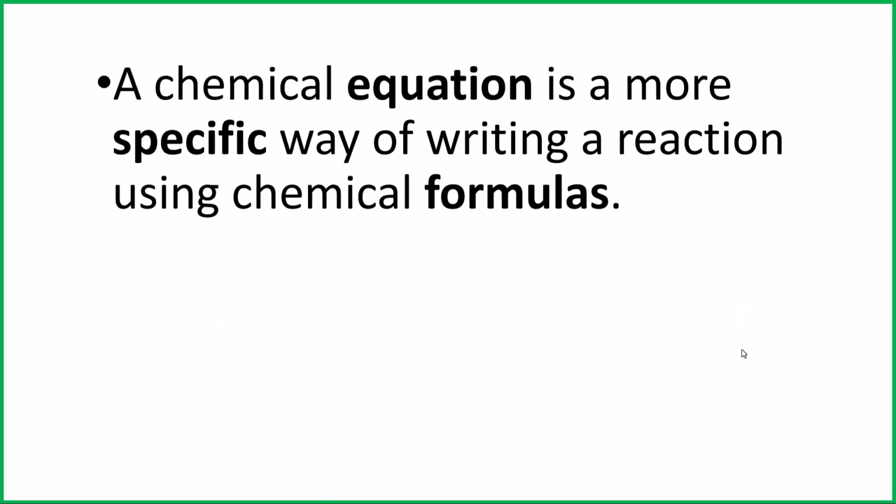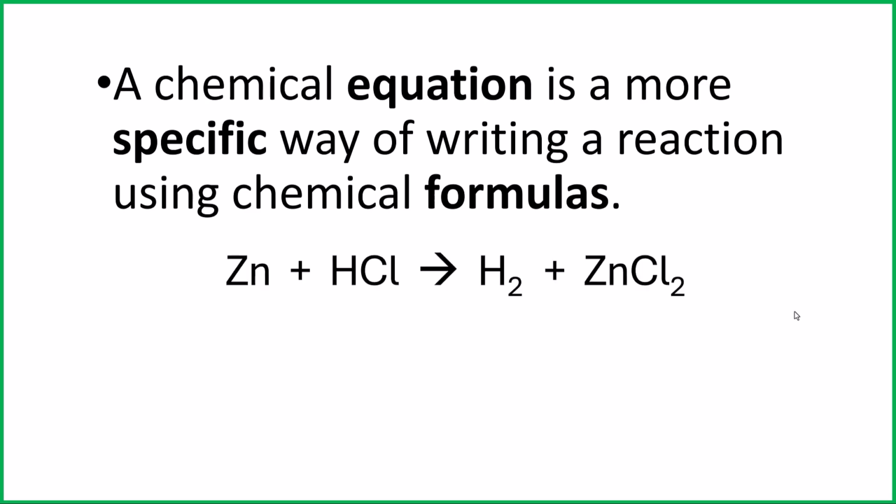A chemical equation is a more specific way of writing a reaction using chemical formulas. So a word equation is one way to write a reaction. More often, we use a chemical equation. So this is the same reaction here. Zinc plus hydrochloric acid yields hydrogen gas plus zinc chloride. But we write this in formulas using the symbols of the elements instead of words.